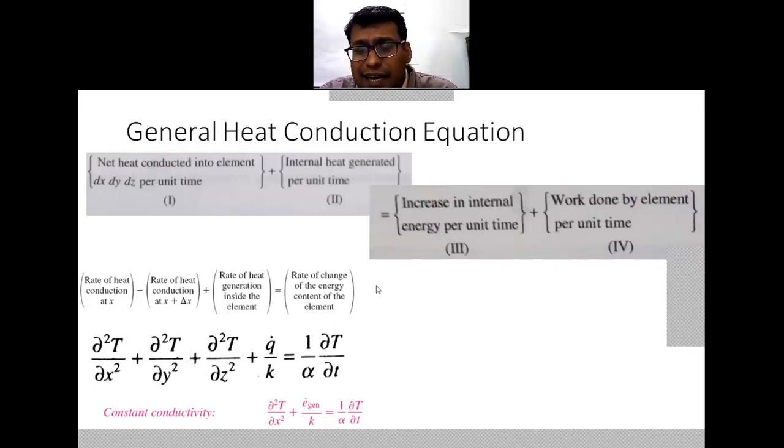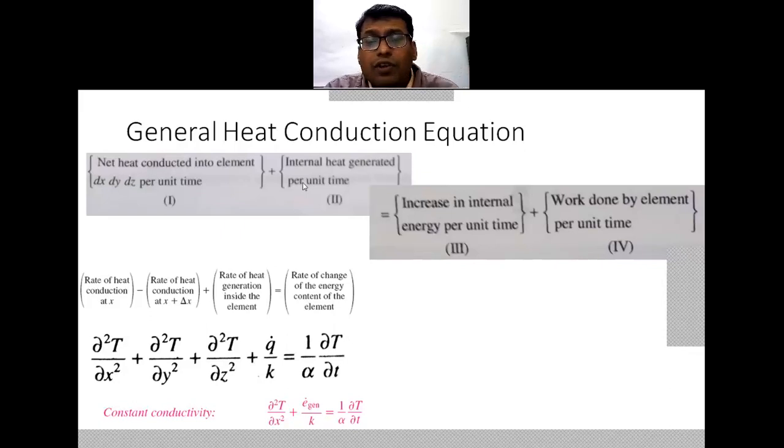Similar balances have to be taken in fluid mechanics, as well as in mass transfer. In mass transfer, it is the net amount of mass entering into the system; in this case it is the heat conducted. The net amount of heat conducted, that means the heat into the system minus the heat out of the system, is nothing but input minus output. So the net heat conducted into the system plus the heat generated per unit time is equal to the increase in internal energy, or the rate of change of internal energy, plus the work done. So this is our basic general heat conduction equation.